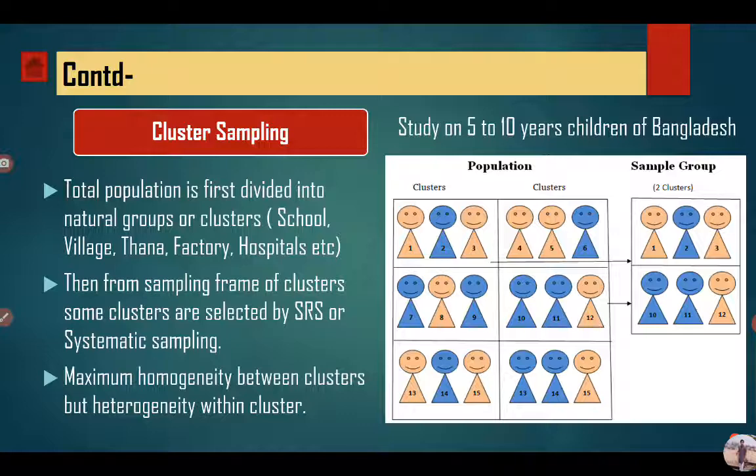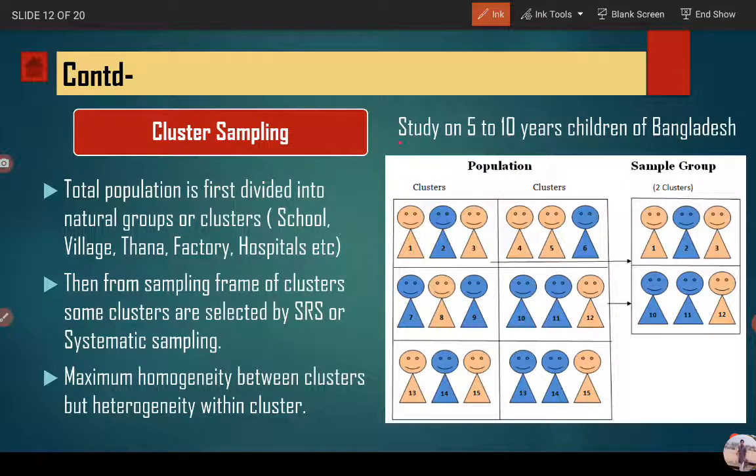Here in this example, the study population is the 5 to 10 years children of Bangladesh. Here the population is divided into clusters on the basis of the upazilas. So in the upazilas, 5 to 10 years children are contained, and each upazila is a cluster. Here there are 6 clusters. From these 6 clusters, 2 clusters are taken by the simple random sampling technique or systematic sampling technique.